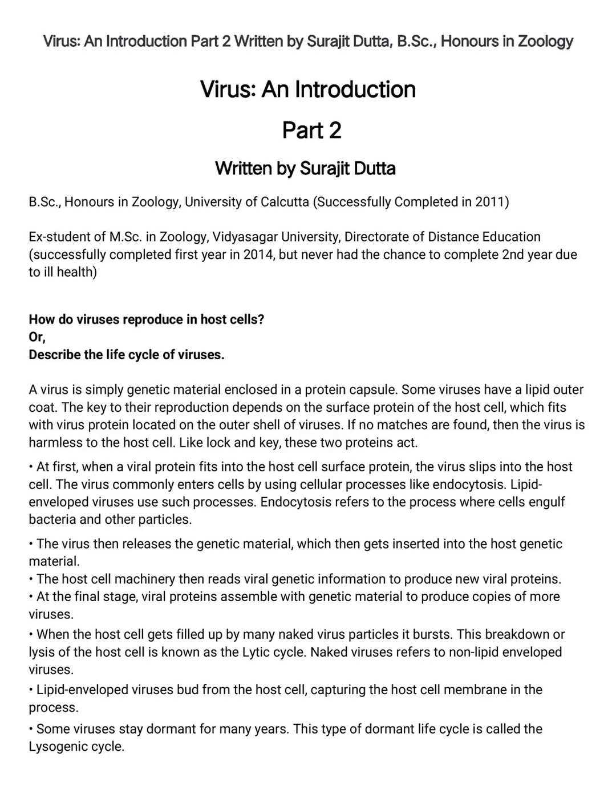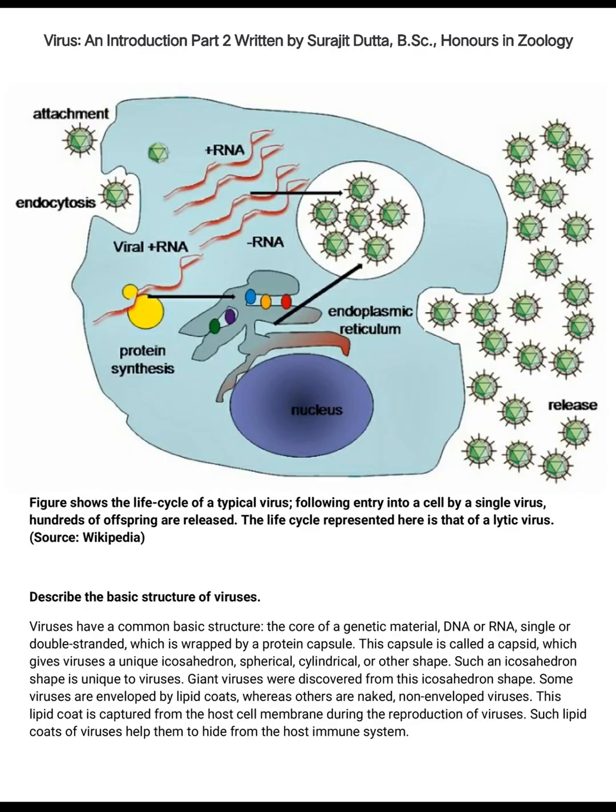Some viruses stay dormant for many years. This type of dormant life cycle is called the lysogenic cycle. This figure shows the life cycle of a typical virus. Following entry into a cell by a single virus, hundreds of offspring are released. The life cycle represented here is that of a lytic virus.